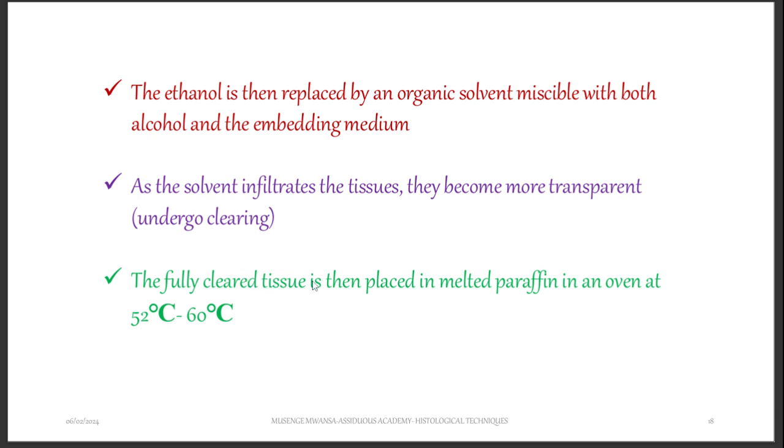The fully cleared tissue is now placed in melted paraffin in an oven. Please take note of the temperature at 52 to 60 degrees. That is going to be the next step. Please take note that the tissue that has been cleared, you now put it in melted paraffin. The paraffin is at a high temperature, 52 to 60 degrees. That's why it is melted.